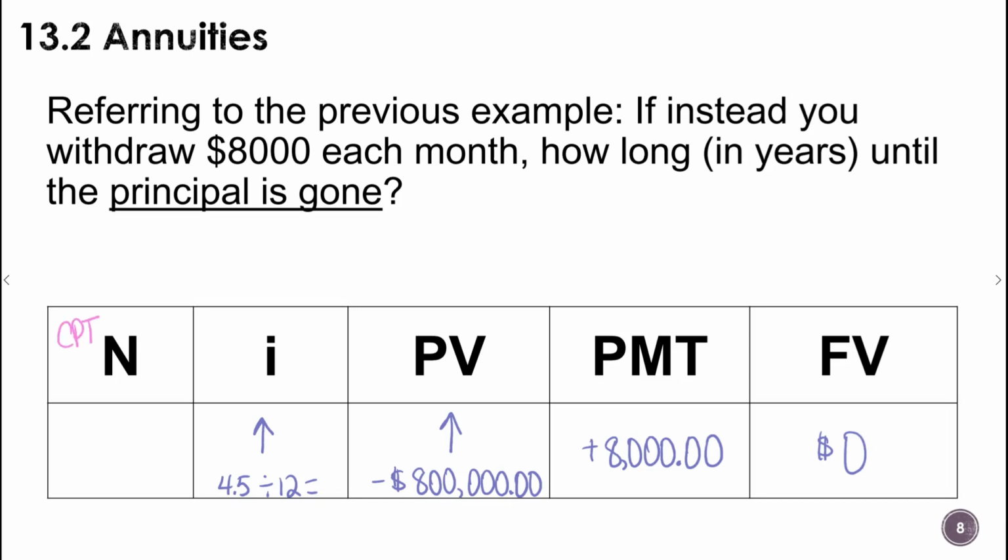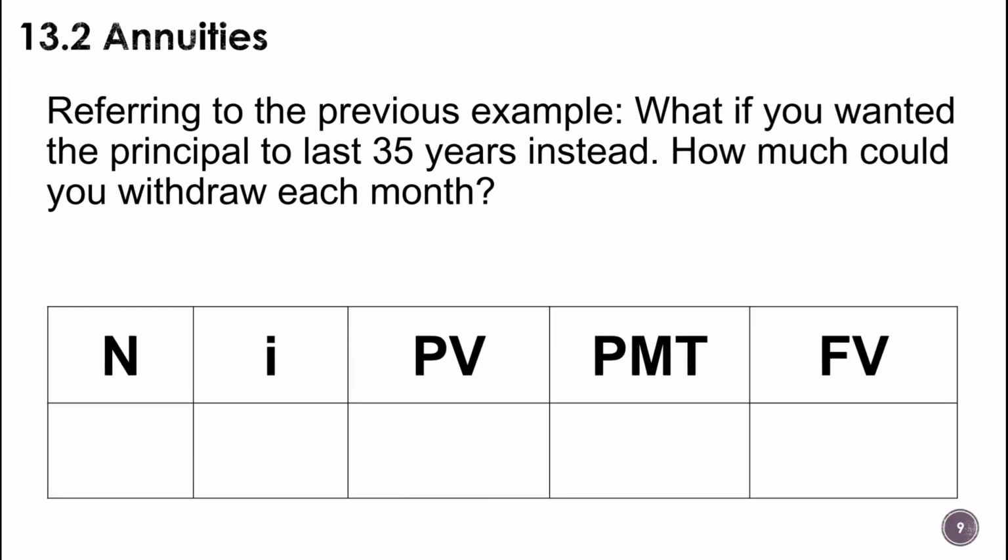We're going to compute N, and when you compute, you get 125.57. Well, this is the number of periods, which happens to be the number of months. We're going to divide that by 12 to see how many years that would be, and it is 10.46 years. So by withdrawing such a large amount, we have cut down the length of time by a lot, right, on this money.